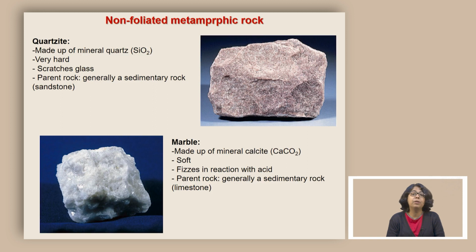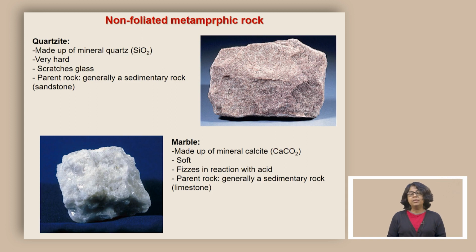The other common example of a non-foliated metamorphic rock is marble. It is made up of the mineral calcite, which is CaCO3. It is relatively soft and generally the parent rock is the sedimentary rock limestone, and if you pour a drop of acid on it, because it is composed of calcium carbonate, it is going to fizz and release carbon dioxide. So, these are some of the common ways of knowing what kind of rock it is.